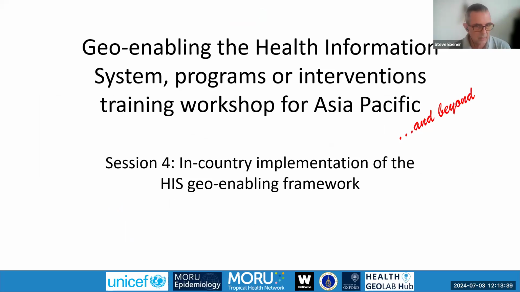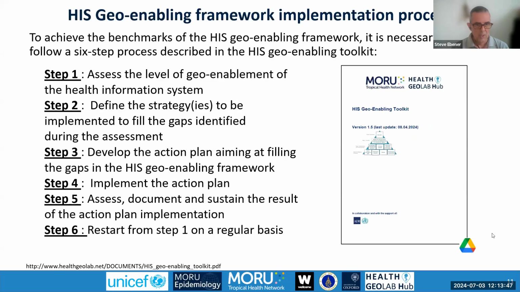So let me dive into session 4, which is looking at how the HIS geo-enabling framework is being implemented in countries. The process that we have been using is described in detail in the HIS geo-enabling toolkit, which we introduced during the first module. This process has for objective to help countries go through a detailed described process to identify where the country finds itself across the 9 elements of the HIS geo-enabling framework, and then go through additional steps that lead to the development of an action plan aiming at addressing those gaps.